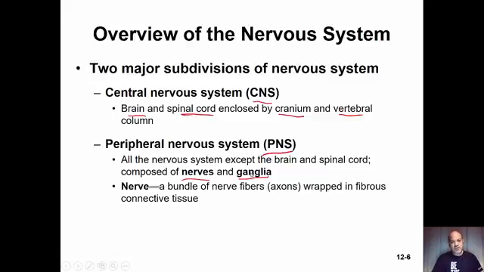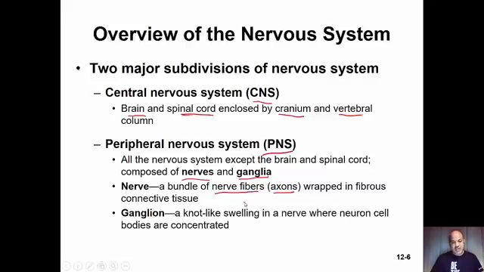And so what is a nerve? A nerve is going to be a bundle of nerve fibers, which are axons, which are wrapped in connective tissue. And a ganglion is a knot-like swelling in a nerve where neuron cell bodies are concentrated.